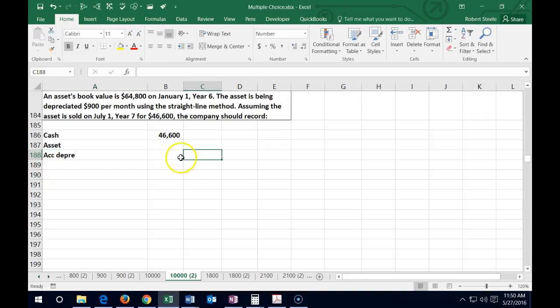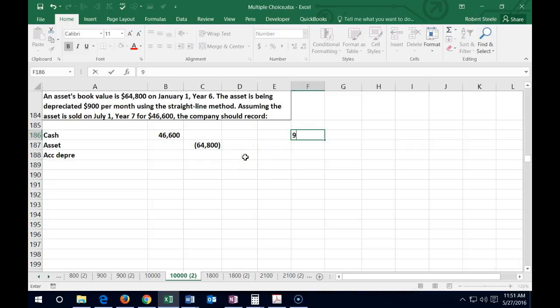All right, so the asset has a book value, but we don't know the cost versus the accumulated depreciation. As of that point in time, I'm going to treat that as the cost at that point in time. So I'm going to say it has a cost at this point of $64,800, and then we're going to have to calculate the added depreciation that's going to take place from January of year 6 to July of year 7, and they gave us the monthly depreciation on that.